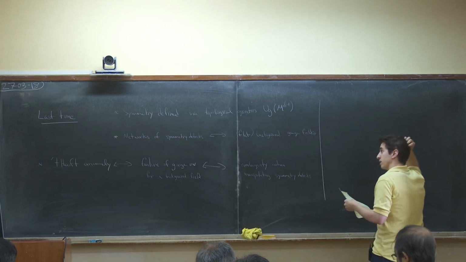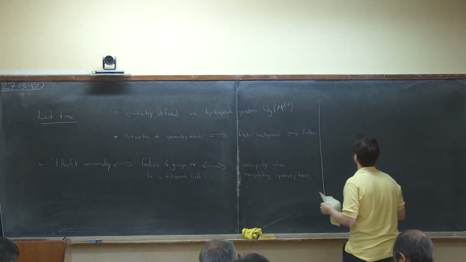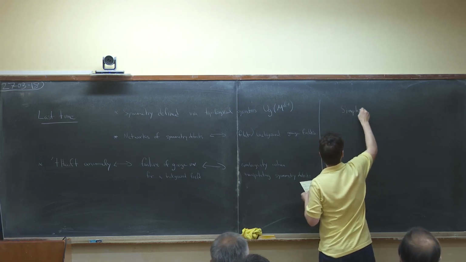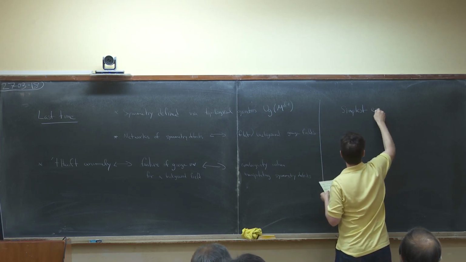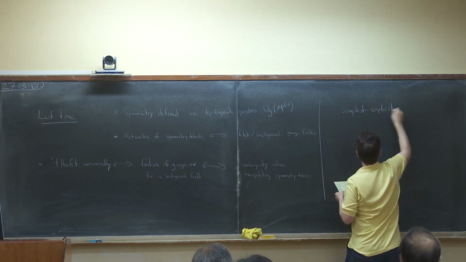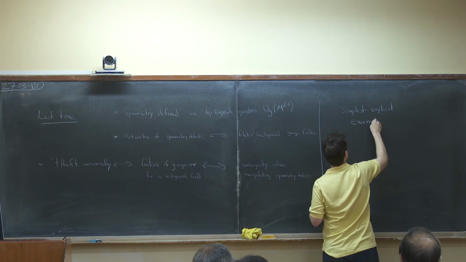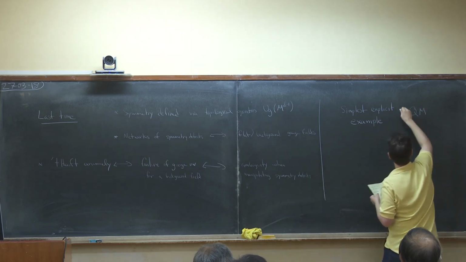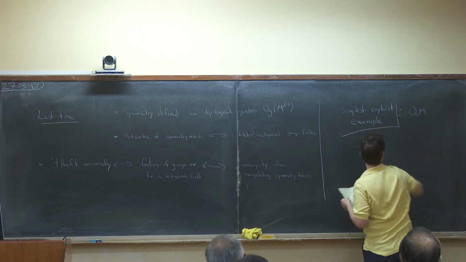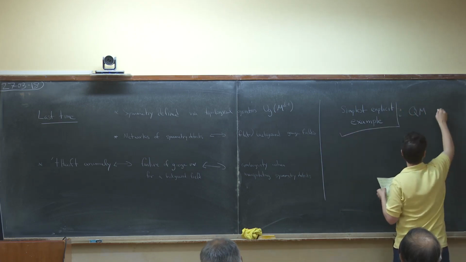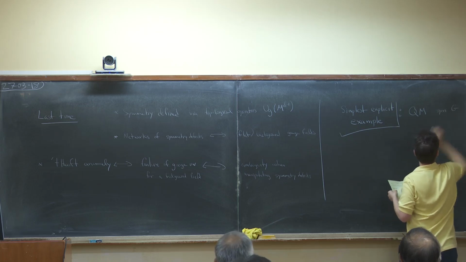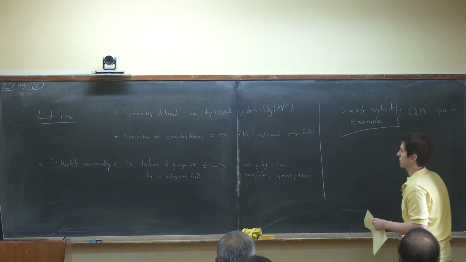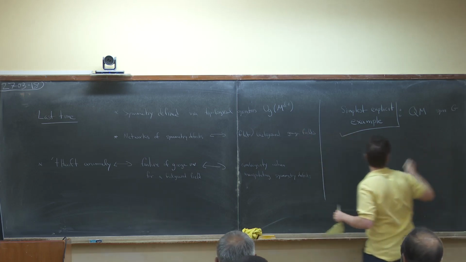Okay. Let's do an explicit example motivated by yesterday's lunch conversation. So the simplest explicit example is quantum mechanics. And we will have symmetry G, some unitary symmetry. Quantum mechanics means a 1D theory, so these defects are points.